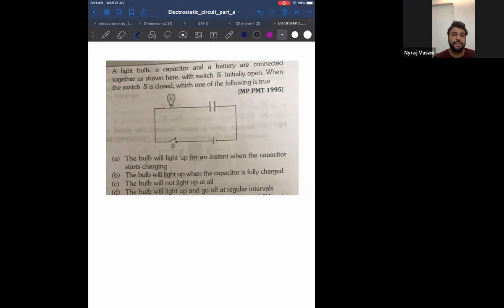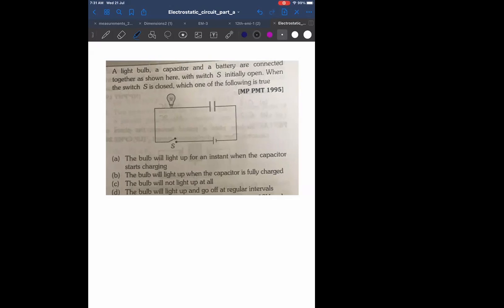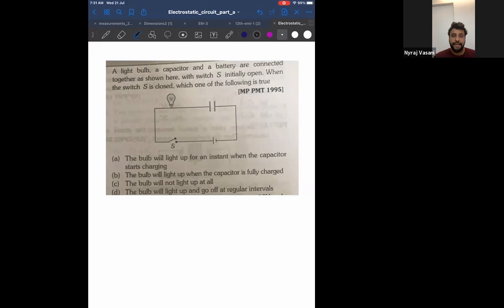So using that concept, tell me what should be the answer. Initially the capacitor acts like a smooth wire, and then it will act as an open wire or open circuit. Varsha, correct. A. Very good. Which option matches that? D. Go off at regular intervals? It will not go off at regular intervals, right? It will go off completely once it is an open circuit.